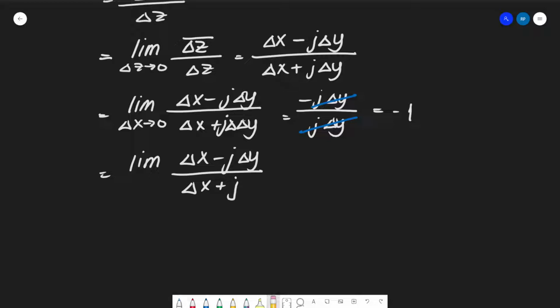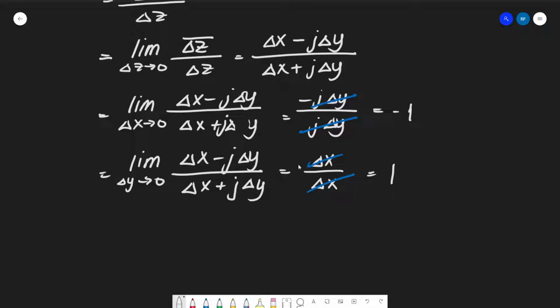As delta y approaches 0, we substitute. The j delta y terms vanish because any number multiplied by 0 is 0. So we have delta x over delta x, which obviously cancels, leaving 1.